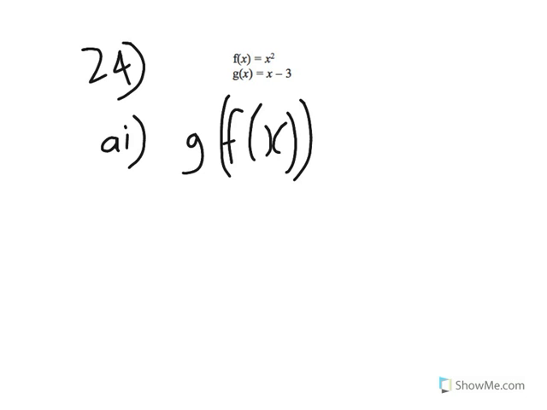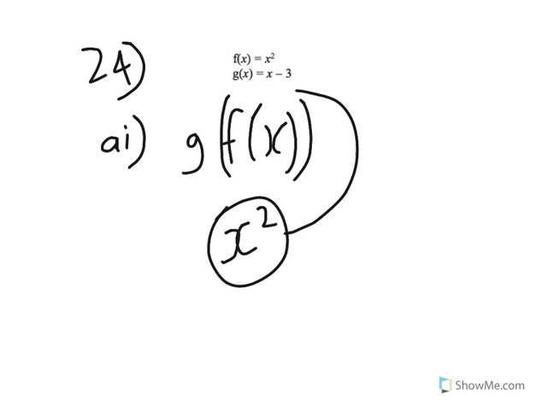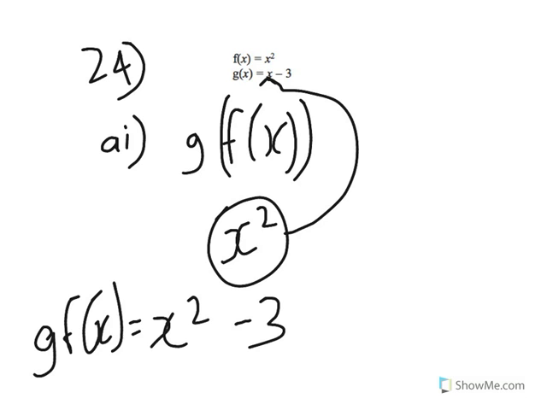So let's do it. First of all, I like to write out the function f of x, x squared. Then I have to put this x squared into g of x, which is x minus 3. So all I have to do is take this x squared and put it as x over here. So it becomes x squared minus 3, and this is g of f of x.